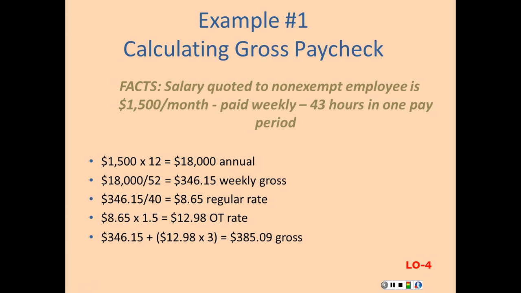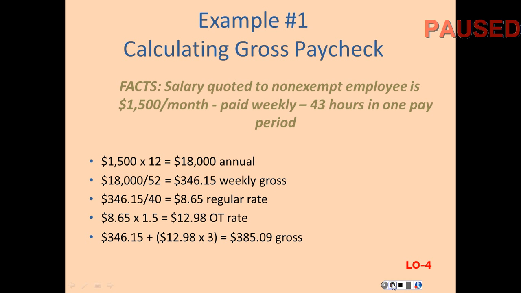We then can put together this information. The weekly gross we calculated up here, a rounded number. The $12.98, which has a rounding issue to it also because it comes from the 8.65, which is rounded. Multiply that by the 3 hours of overtime. There's our gross. Okay, we're going to go take a look at this in Excel to make sure we see that rounding in action and know what to do when we encounter it.